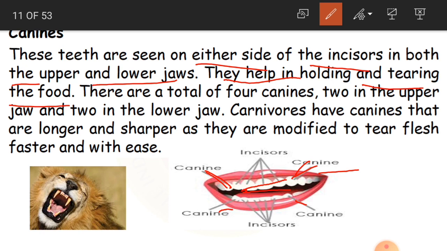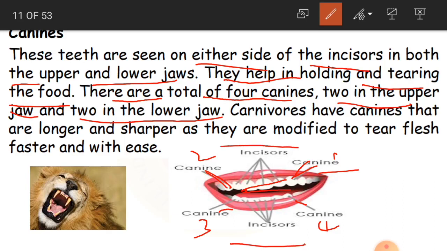They help in holding and tearing the food. They are going to hold the food so that the food which we take into our mouth is not going to fall down. They are going to hold the food and tear the food. Children, there are a total of four canines, two in the upper jaw and two in the lower jaw. See here, how many are there? Totally there are 4 canines. See, 1, 2, 3 and 4. So 2 are in the upper jaw, 2 are in the lower jaw.